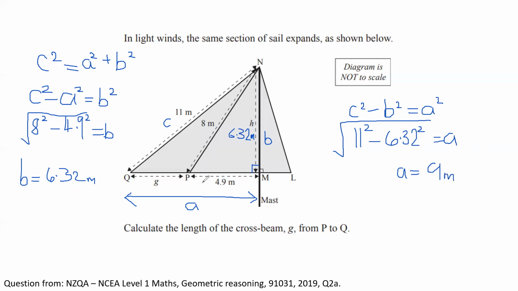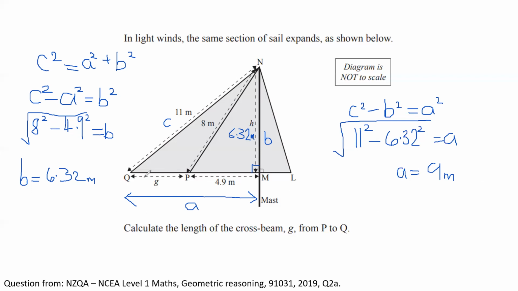Again, just do a very quick check in your head that's a value that actually makes sense. So we know that we've got a height of 6 meters. The hypotenuse is 11 meters. So we're probably expecting something that's less than 11 meters and close to 6 meters. We've got 9 meters. Yeah, that fits the bill. We can be pretty happy that that's correct.